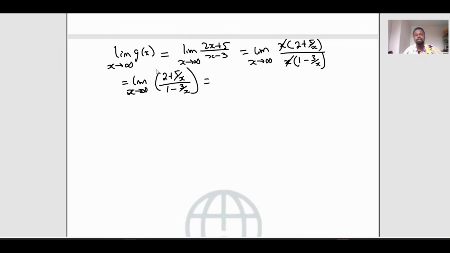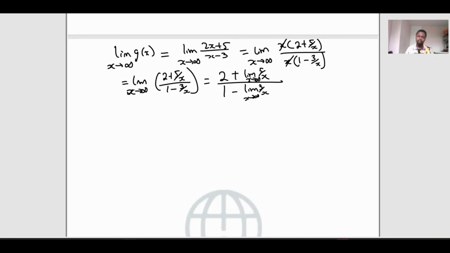The way limit works is that it goes into those numbers one after the other. If you do the limit of 2, it gives you 2. Then you have the limit of 5 over x. If you do the limit of 1, it gives you 1 because it doesn't have any x with it. Then you have the limit of 3 over x. So what you are saying is that as x approaches infinity, what will be the behavior of 5 over x? And of 3 over x?